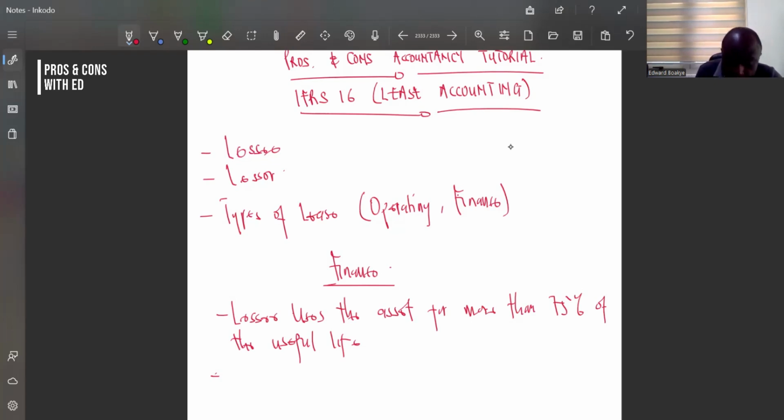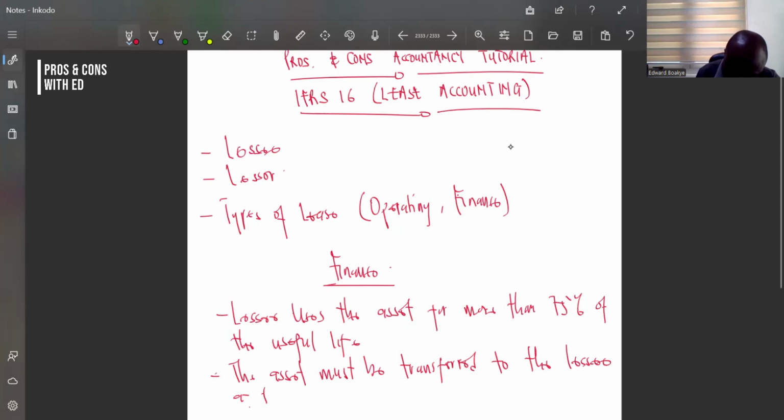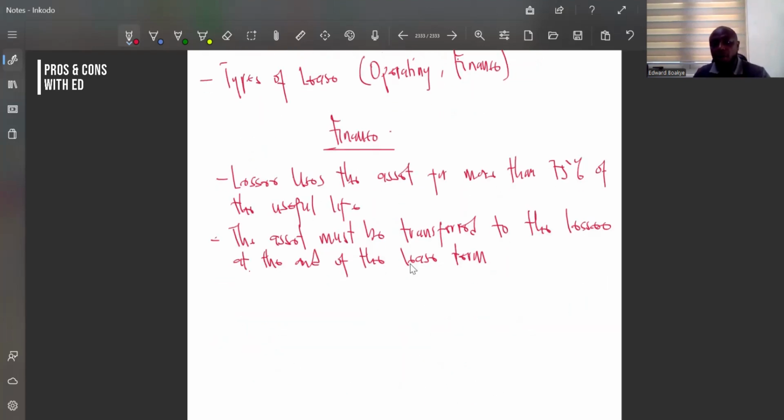Now, the asset must also be transferred to the lessee at the end of the lease term. At the end of the lease term, the lessee should be the one having the asset, the one controlling the asset.